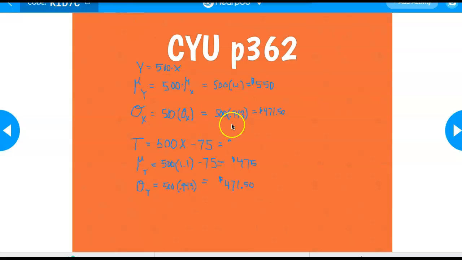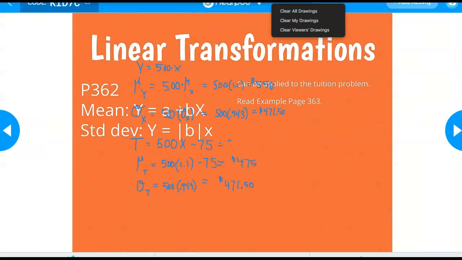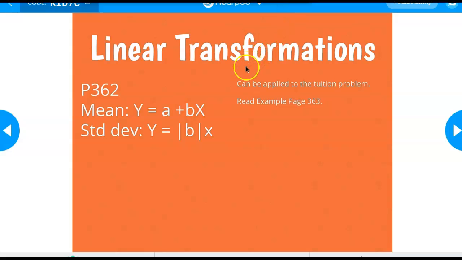Alright, cool. Now you're ready to do the first 10 problems on the homework. Hopefully you started on the homework. I hope that you started, got a head start. So there it is. Mean is y equals a plus bx. Standard deviation is y equals bx. Bottom of page 362.